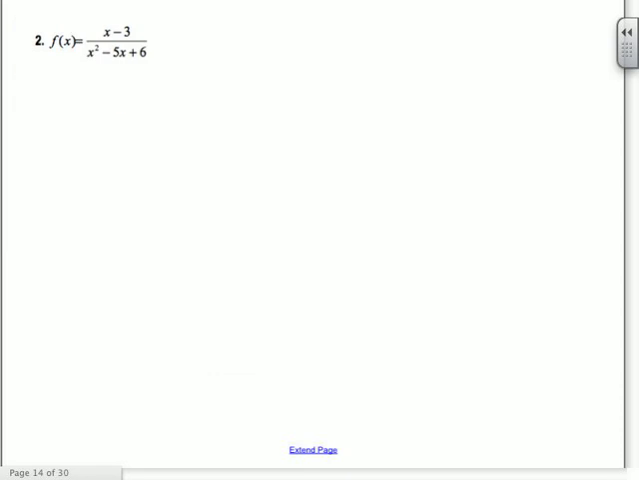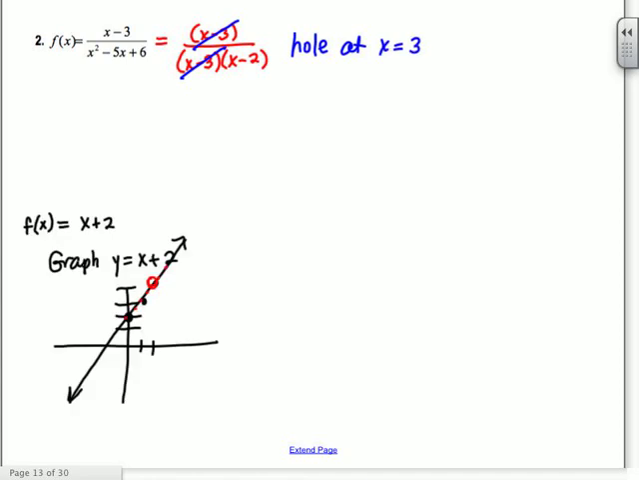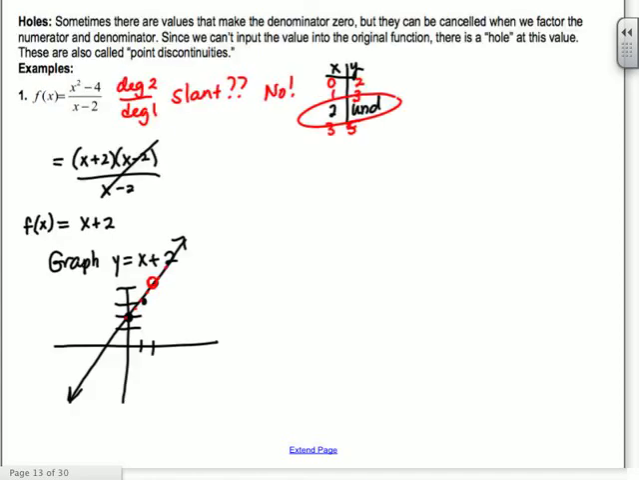Okay, so let's try another one. Okay, so I'm going to factor the top and the bottom. Okay, this is another one that simplifies at the very beginning. So when you have something cancel on the top and the bottom, that means there's a hole there. So there's a hole at whatever made that 0. So a hole at x equals 3.